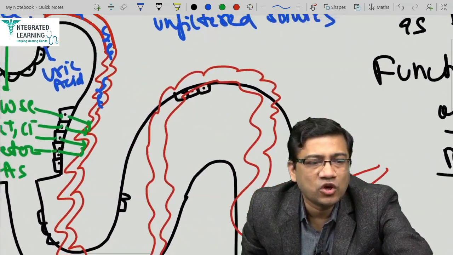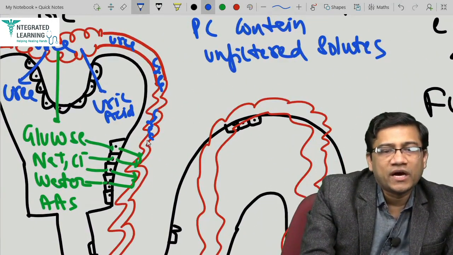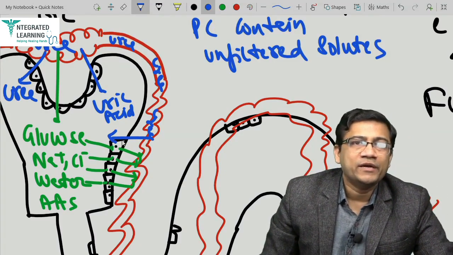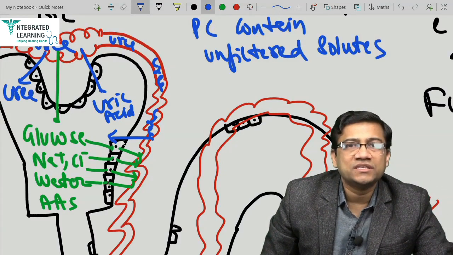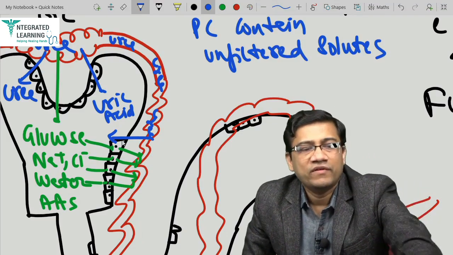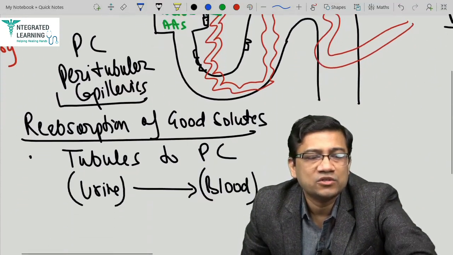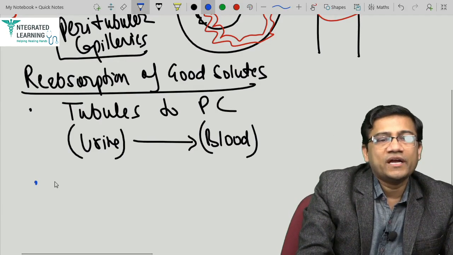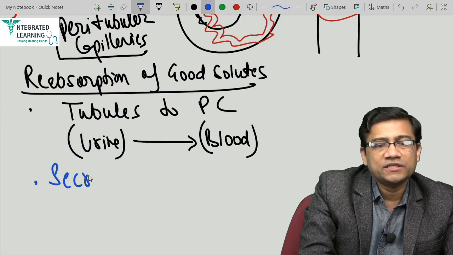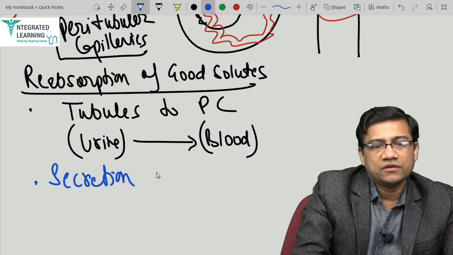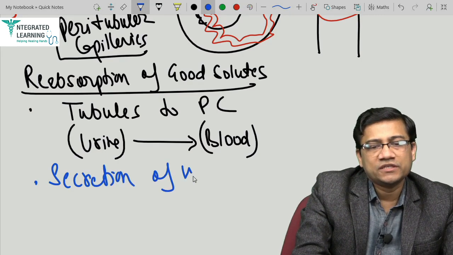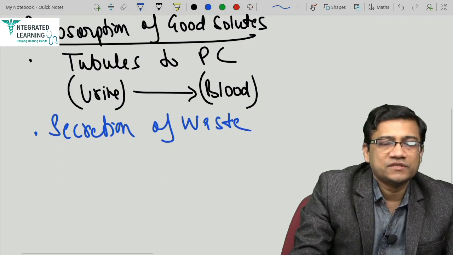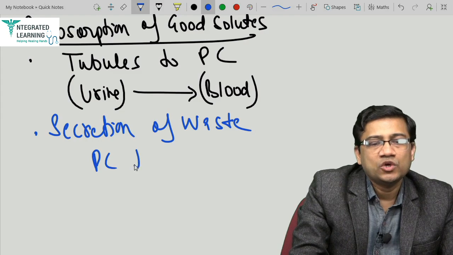So that's why we have a shortcut also. The shortcut is, you can directly throw them into the urine from the peritubular capillary, and this is called secretion. So that's why we have a third process added, that is called secretion. So who will do the secretion? Again, peritubular capillary. It does the secretion of metabolic waste, waste solutes. Direction of secretion is PC to tubule.